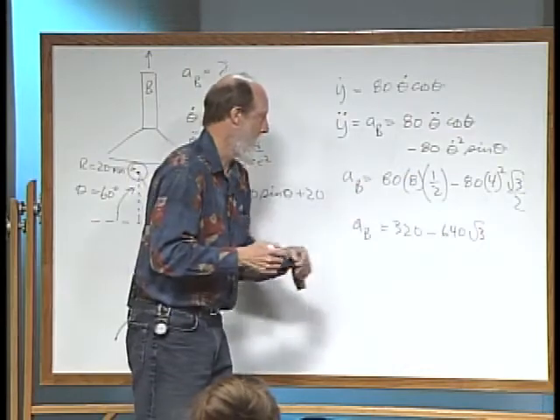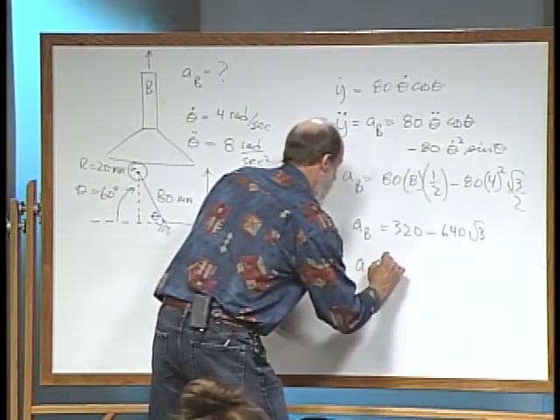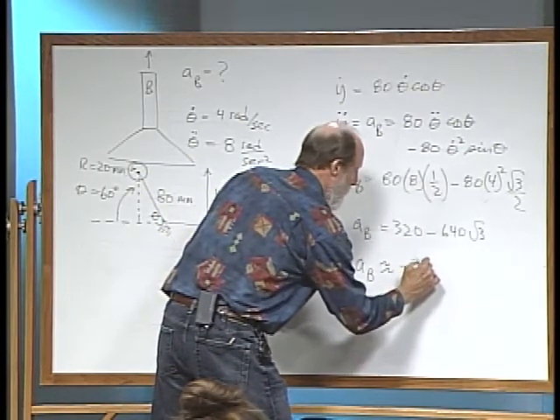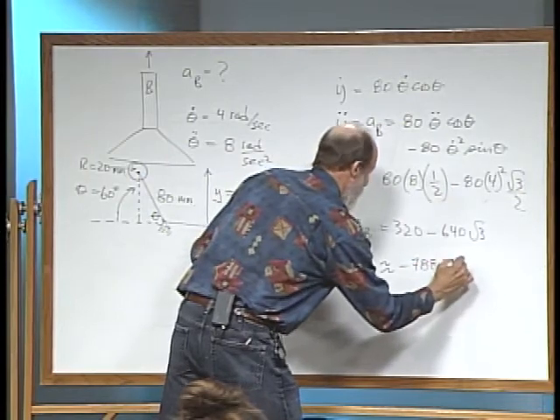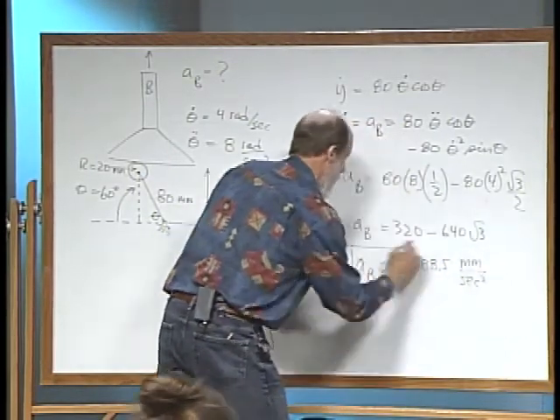And so anyway, we end up with a negative what? 788.5 millimeters. Negative 788.5. Yeah. Thank you. 788 millimeters per second squared. Millimeters per second squared. Cool.